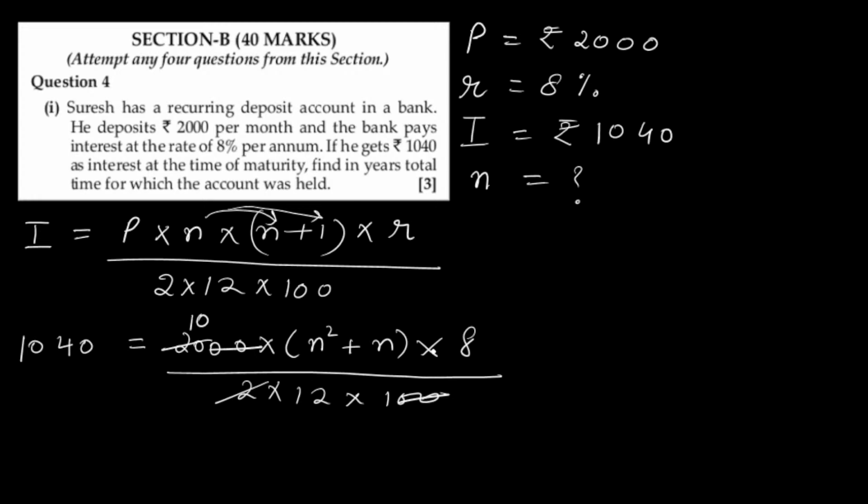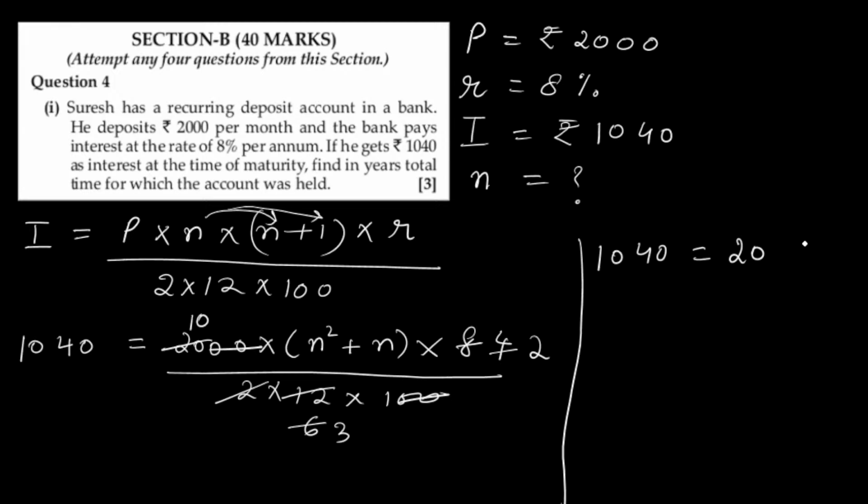Other than that, let's cancel on 2's table. 2 into 4, 2 into 6, 2 into 3, 2 into 2. So cancellation I have done. What I am getting here, 1040 is equals to 2 into 10. So here don't skip, check everything. So it's 2 into 10 is 20.